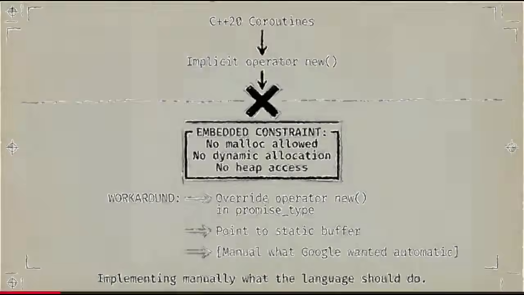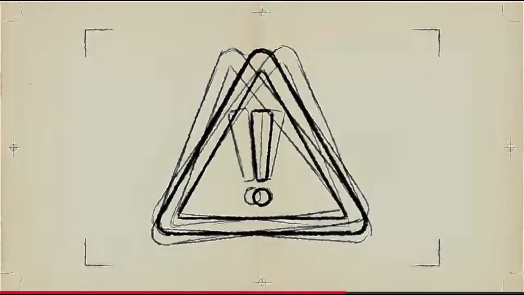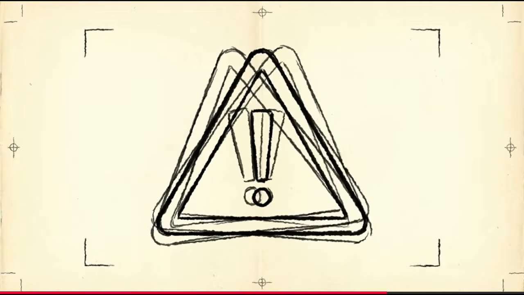And for embedded systems, it must be even harder. It is. Many embedded environments forbid malloc entirely. So the implicit call to operator new in C++20 coroutines was a showstopper. So you just can't use them? Well, you can, but you have to cheat. Embedded developers have to override operator new in their promise types to point to static buffers. They are essentially implementing manually what Google wanted the language to do automatically in the first place.